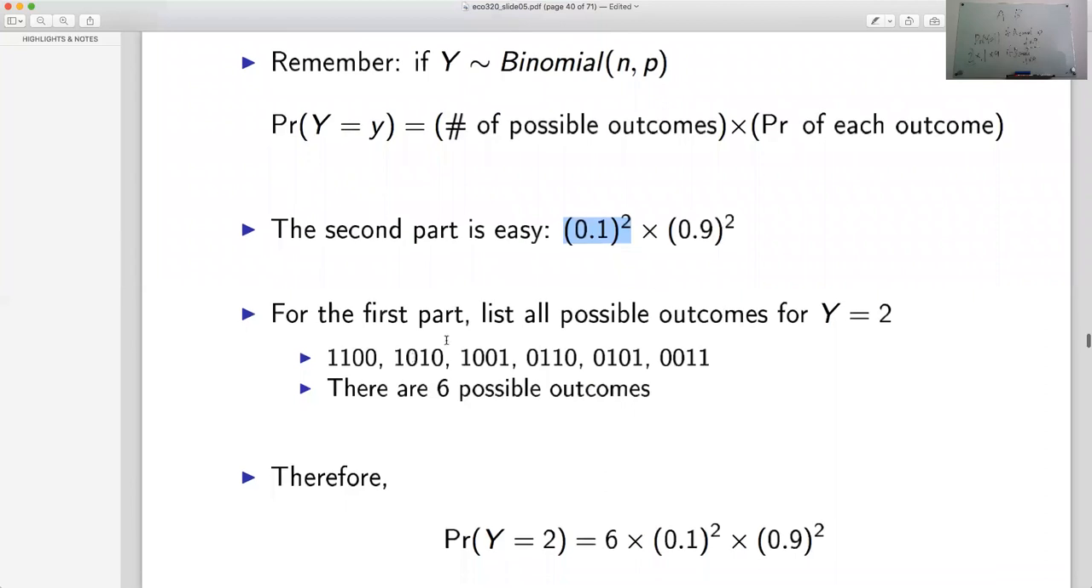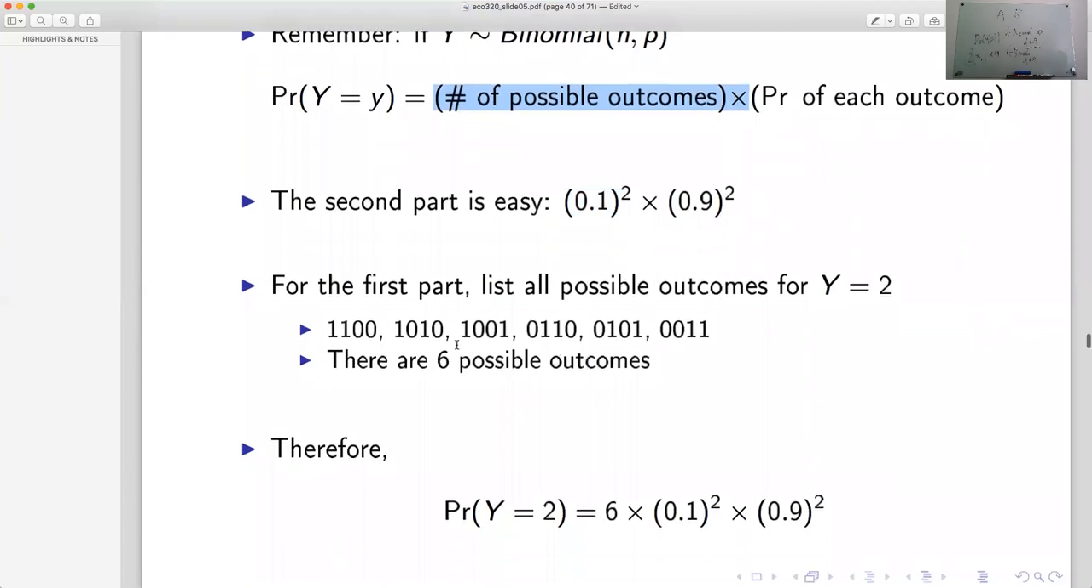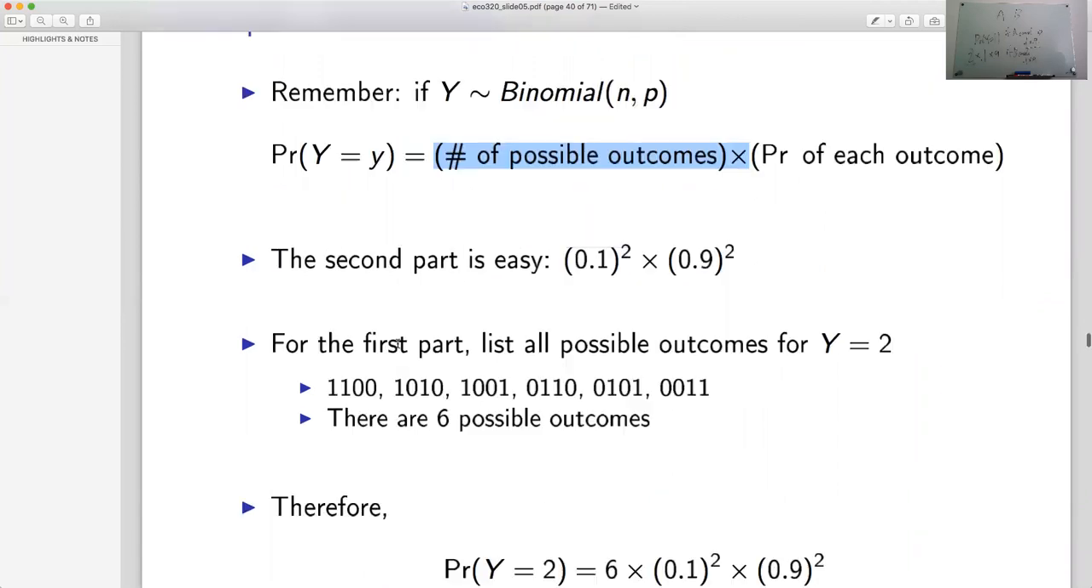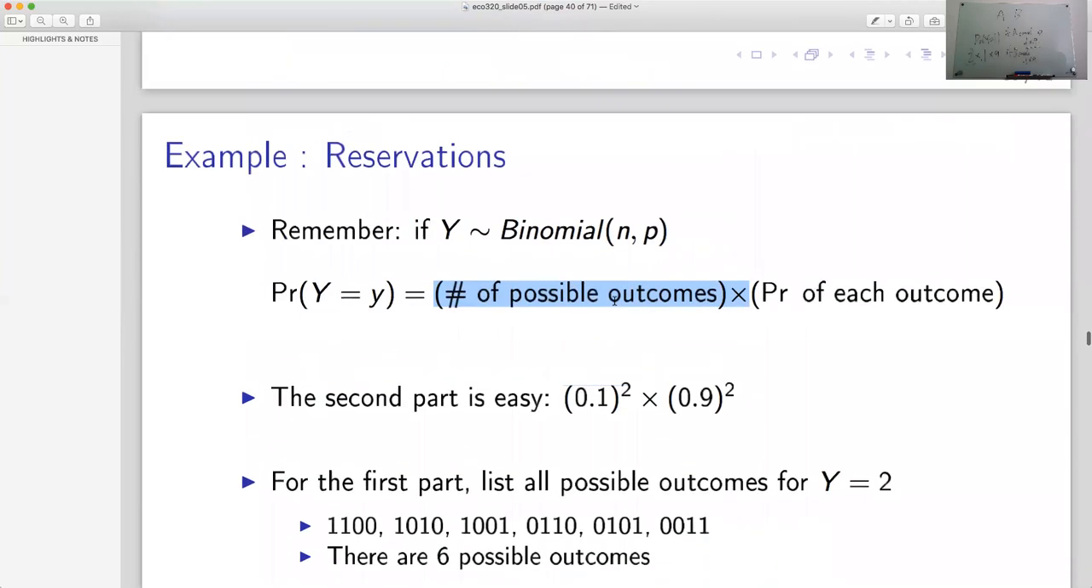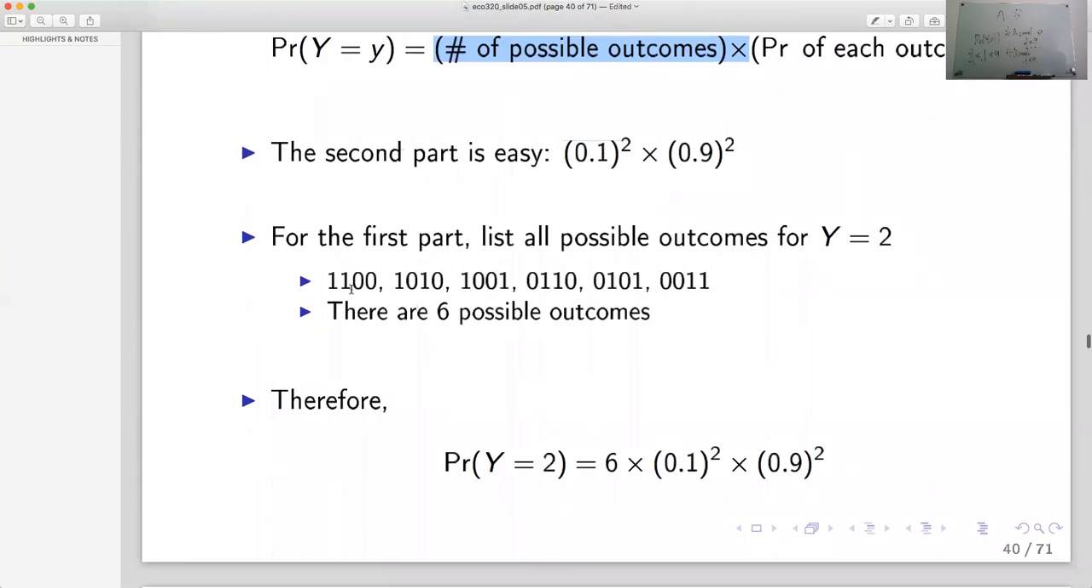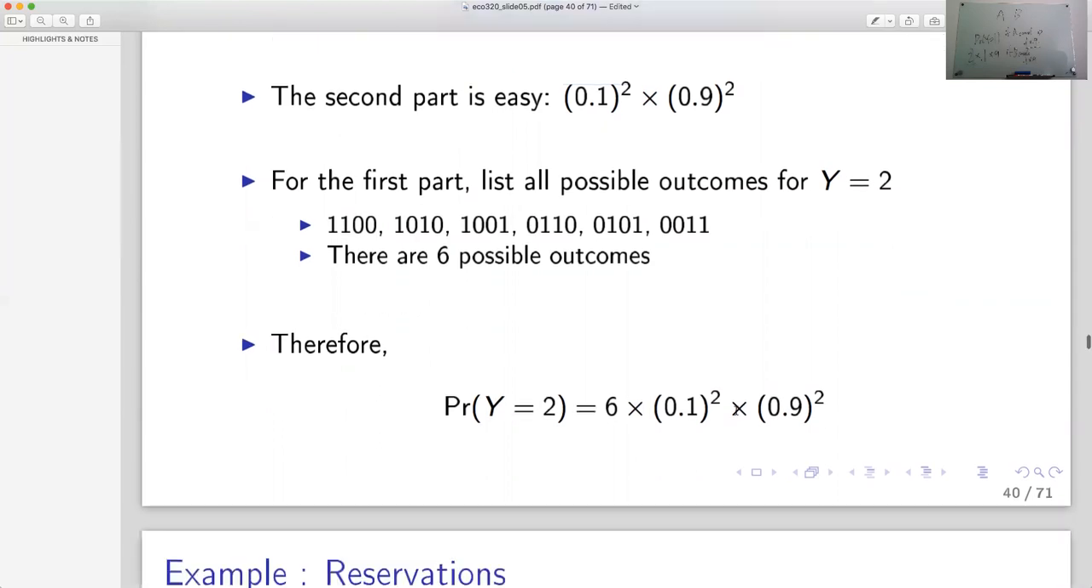Now the next thing we need to do is find the number of possible outcomes. There are 6 of them instead of 4. So this number of possible outcomes is not equal to n. There is some logic behind it. It can be 1, 1, 0, 0, where the first 2 cancel and the other 2 do not, or 1, 0, 1, 0, 1, 0, 0, 1, etc. So there are 6 possible outcomes. So your final answer would be this.